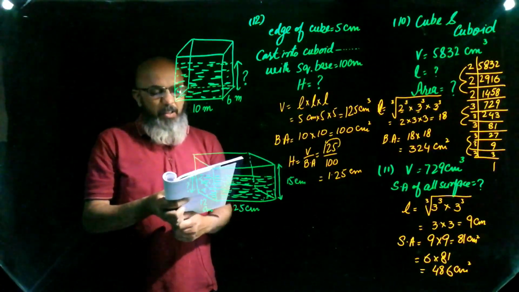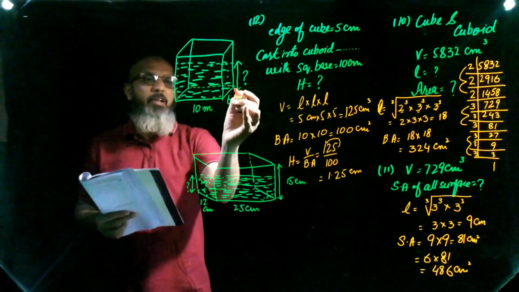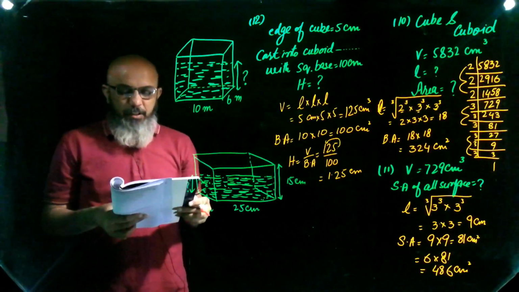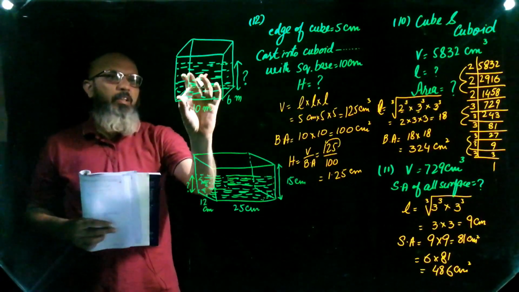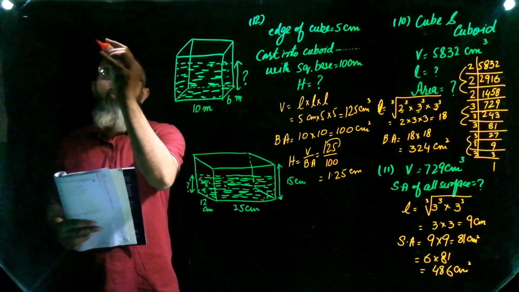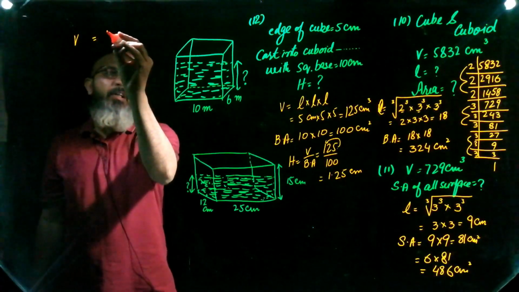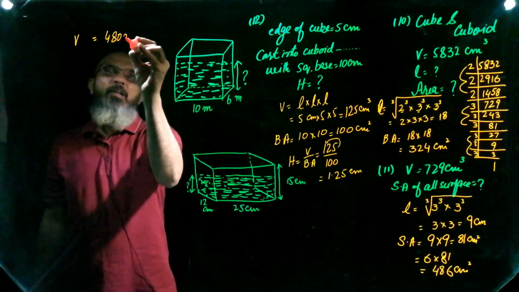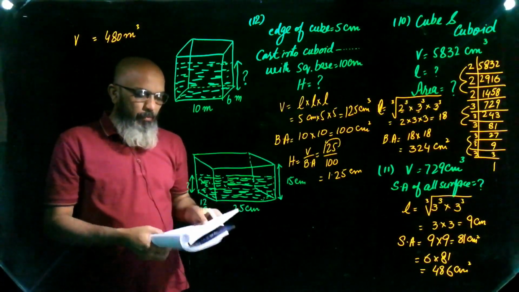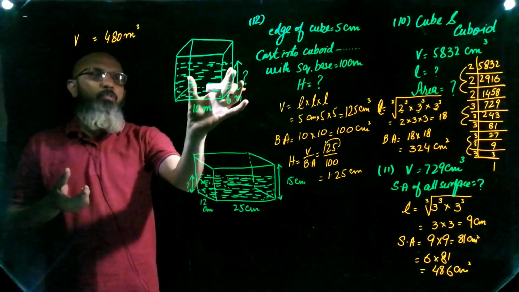The first question is: a rectangular container has a length of 10 meters and a breadth of 6 meters. It contains 480 meter cube of water. The volume of water is given to you, not the volume of the container. So what is the volume of water? That is 480 meter cube. And what you have to find? Find the height of the water in the container. Means we are going to find the height of the water.